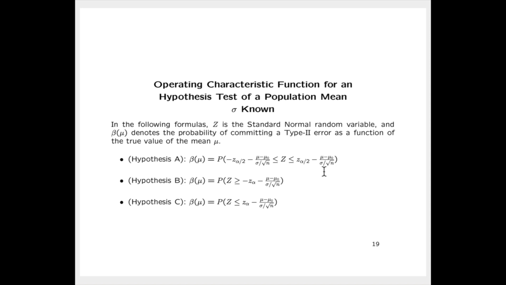But anyway, these formulas tell us how to calculate beta for a particular value of mu. Notice that each of these formulas involves calculating what these endpoints would be, and then using the standard normal table to look up the corresponding probabilities.